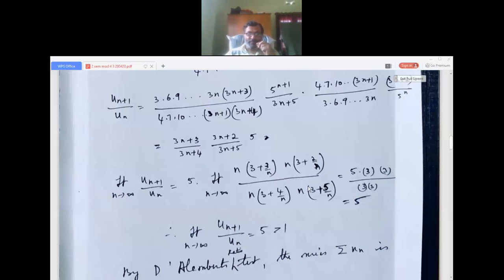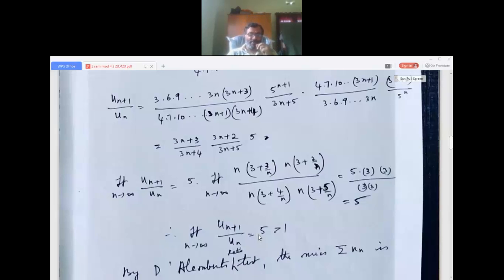So now, once you get it, you can write it here as C. This n gets cancelled, this n gets cancelled. So limit n tends to infinity, 3 by infinity is 0, 2 by infinity is 0, wherever n, put infinity. 4 by infinity is 0, 5 by infinity is 0. So you're left with 3 into 3 divided by 3 into 3, so 5 into 3 into 3 divided by 3 into 3. So total it will be 5. So we get limit n tends to infinity un plus 1 divided by un is equal to 5.